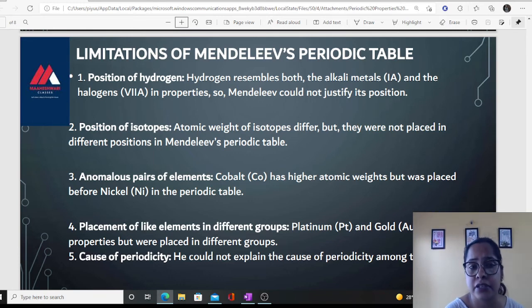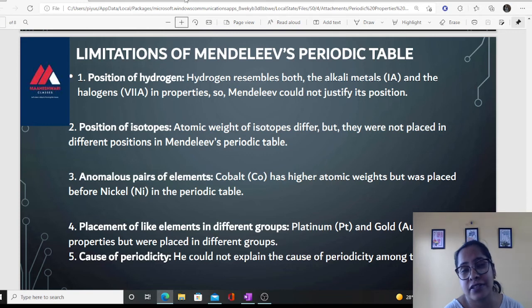So the first limitation is position of hydrogen. Now hydrogen resembles both the alkali metals and the halogens, okay, in property. So he could not justify the position of hydrogen. Isotopes: atomic weights of isotopes differ, but they were not placed in different positions in the periodic table. You already know what are isotopes, okay? Now anomalous pairs of elements like cobalt, they have high atomic weights, but they were placed before nickel in the periodic table. And placement of elements in different groups like platinum, gold have similar properties, but they were placed in different groups. Okay, these are noble metals.